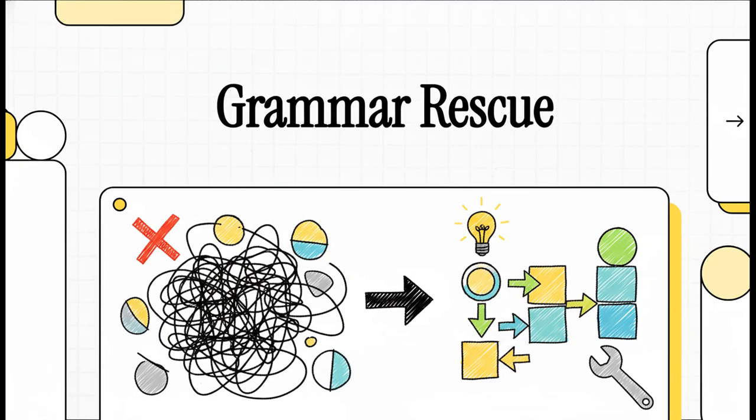Have you ever told a story in English and just had that feeling that something was off? Like the pieces weren't quite clicking into place? Well, today we're going on a grammar rescue mission. We are taking a real story from an English learner, and we're going to fix it step by step so you can see exactly how to make your own stories so much clearer and way more powerful.